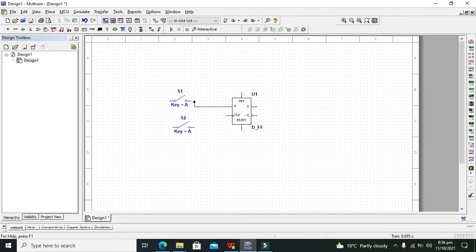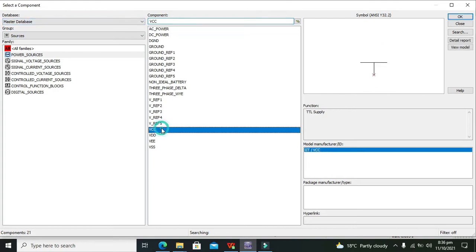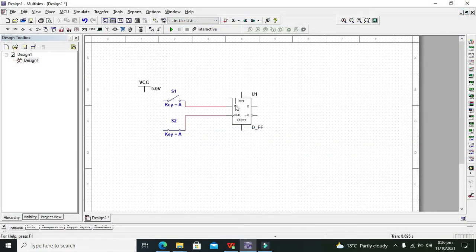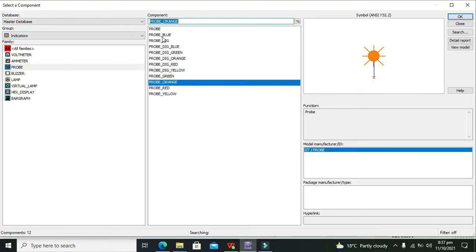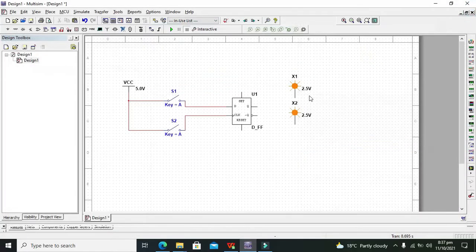You are not supposed to use the set and reset pins. We just need two pins, D and clock, and for output obviously Q and Q bar are there. After it we need our supply, that is VCC. Both are connected with the positive 5 volts. Now what about Q and Q bar? We need to place our probe, orange or red or anything, it's okay. We just need these things for our hardware.